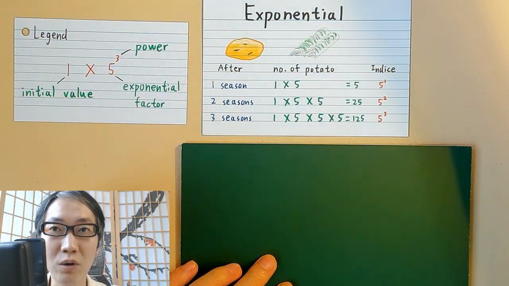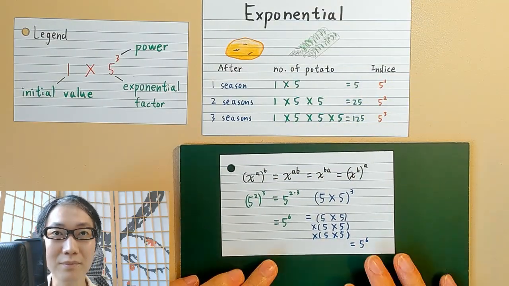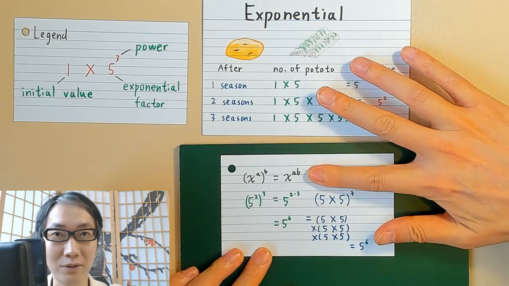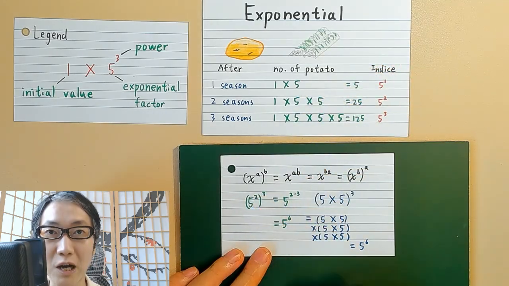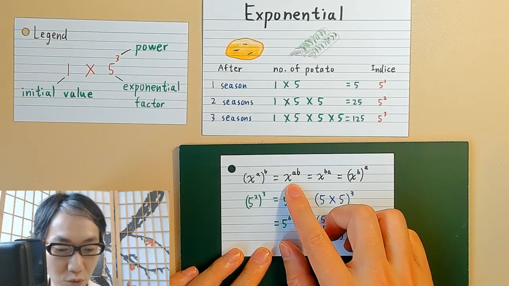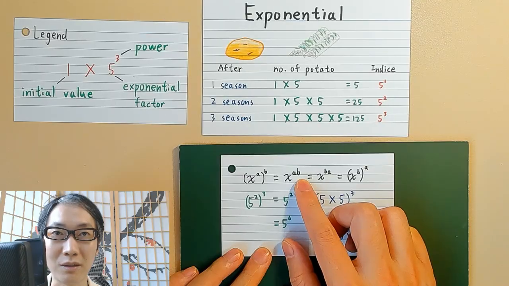So let's talk about more rules for indices. Let's look at this one first. x to the power of a, in brackets, to the power of b, is equal to x to the power of a times b.